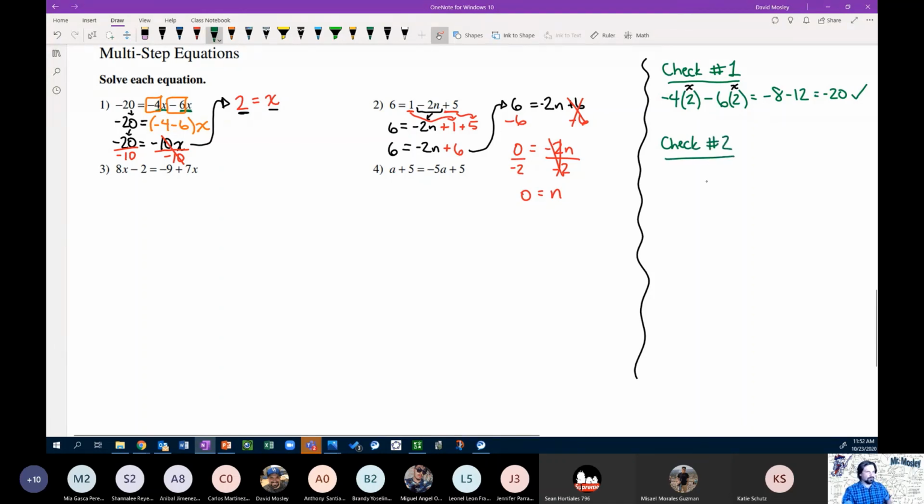And we check number 2. Wherever there was an n, I replace with 0. So we have 1 minus 2 times 0 plus 5. 1 minus 0 plus 5. We get 6. Okay. Do you have any questions on these first two?